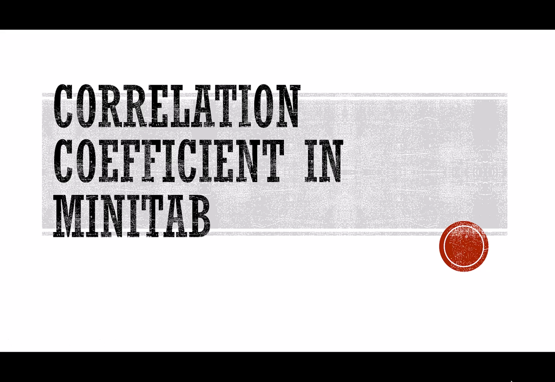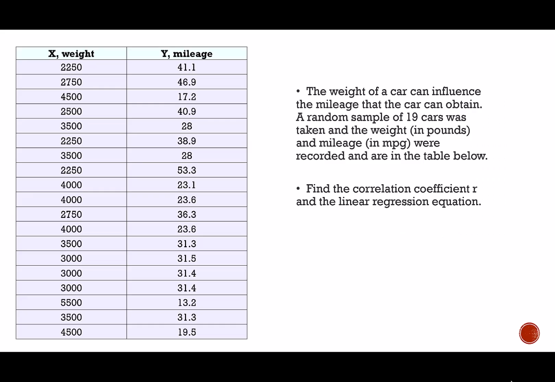Hi everybody, today I'm going to show you how to find the correlation coefficient in Minitab. In this example, I have two columns of data. The first one gives me the weight of a car in pounds, and the second column gives me the car's miles per gallon. What I want to do is find a linear regression equation that relates the weight of the car to the miles per gallon. I also want to find the correlation coefficient R for the equation.